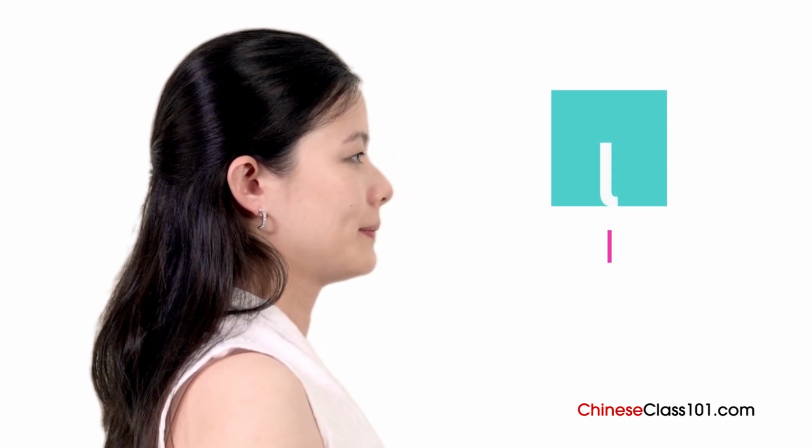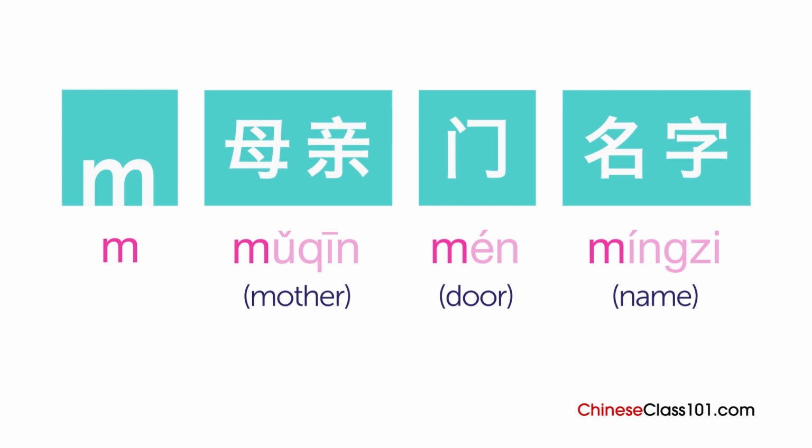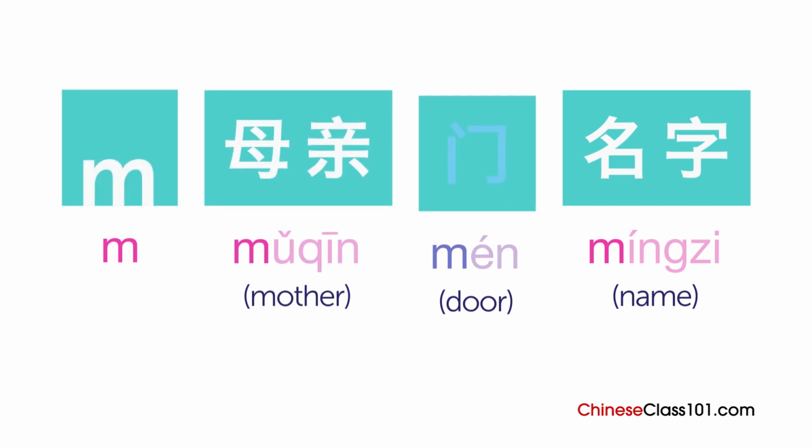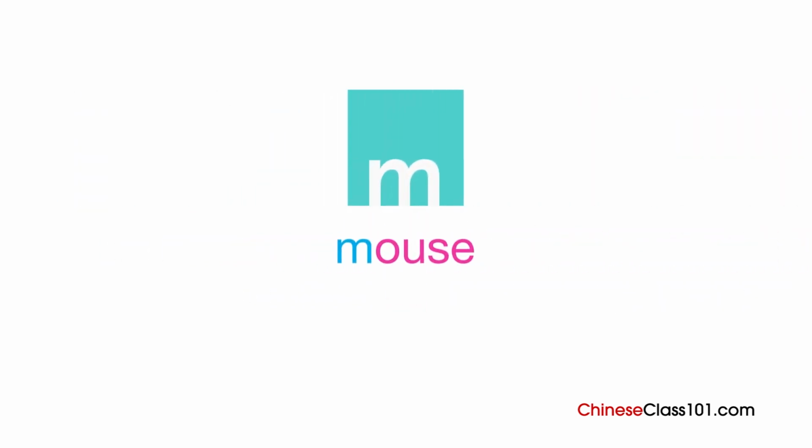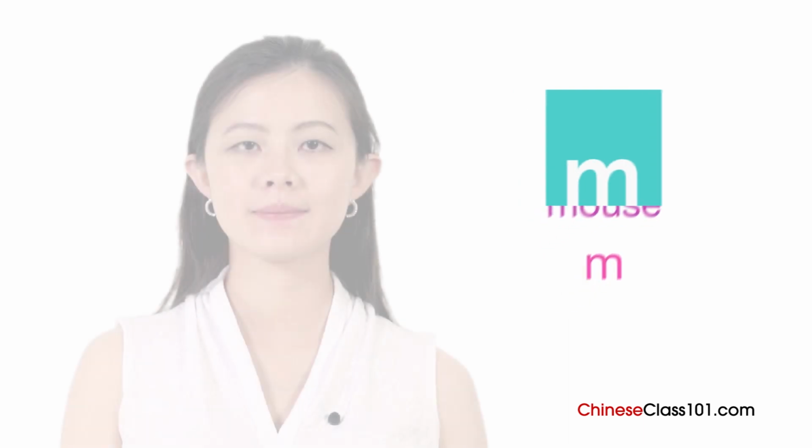The next consonant is m. 母亲门名字. Like the M in the word mouse.